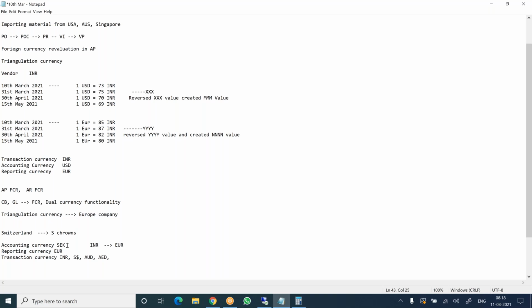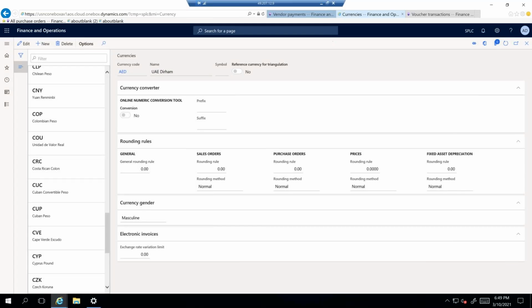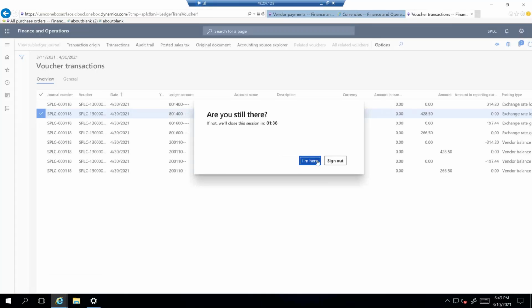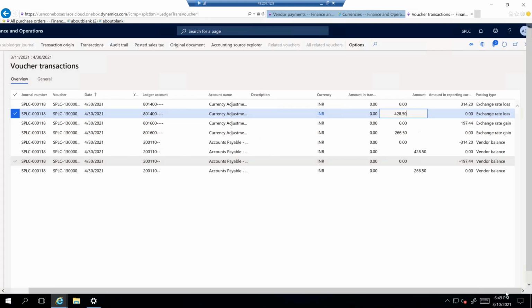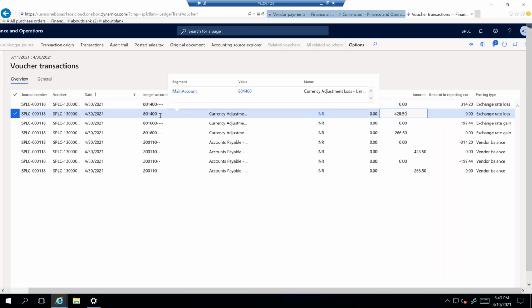Is there any report showing the loss or gain? That will be in the trial balance. If you go to these accounts, you will get gain or losses. In the trial balance, it will show the loss or gain for 801400 and 801600. So ultimately the main goal is to get from the trial balance what the gain or loss is.